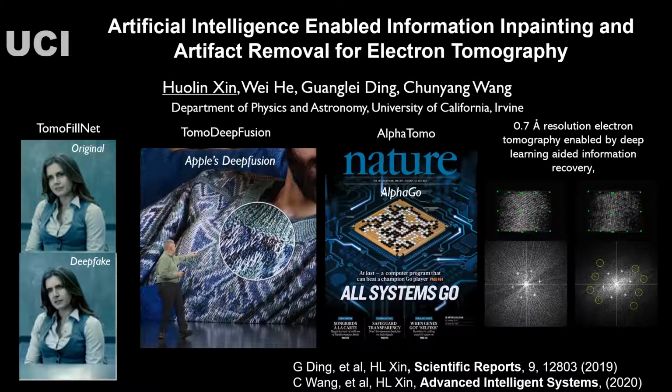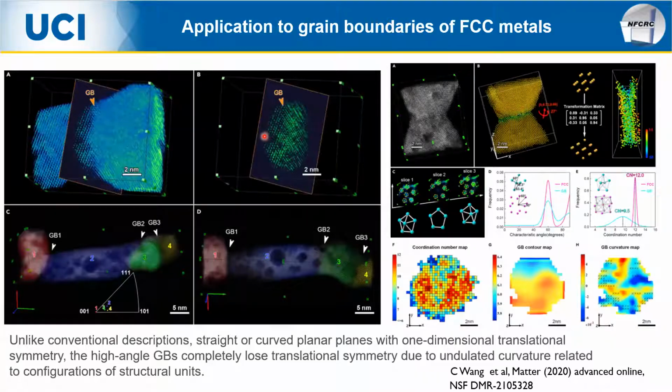Which is really impressive. And we have applied this technique to the imaging of the grain boundary of FCC metals. We found that unlike the conventional description of grain boundaries that have translational symmetry, the high-angle grain boundaries can completely lose the translational symmetry due to the curvature and undulated curvature related to the configuration of the structural units. So we can only see this by atomic electron tomography.